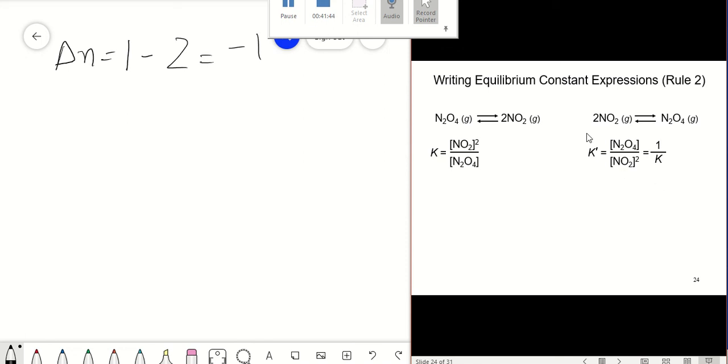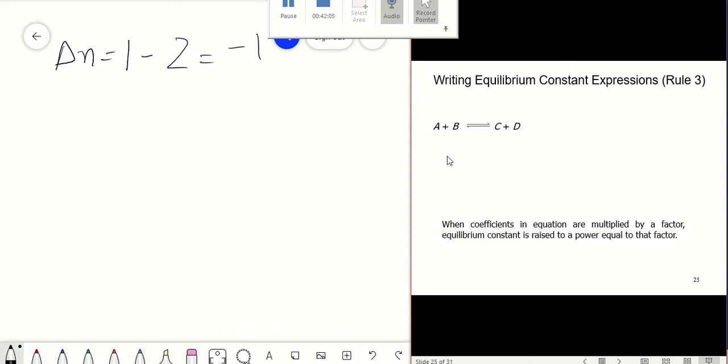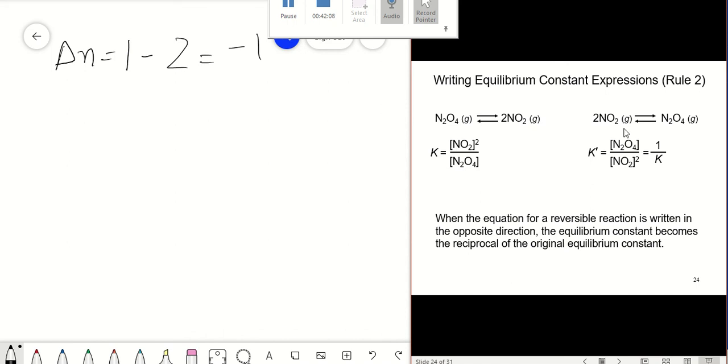So what this essentially tells us is that when the equation for a reversible reaction is written in the opposite direction, the equilibrium constant becomes the reciprocal of the original equilibrium constant. So if I give you the equilibrium constant for this reaction and tell you that for N2O4 changing to 2NO2 the equilibrium constant is 5, that means that for the reverse reaction, the equilibrium constant is going to be 1/5.